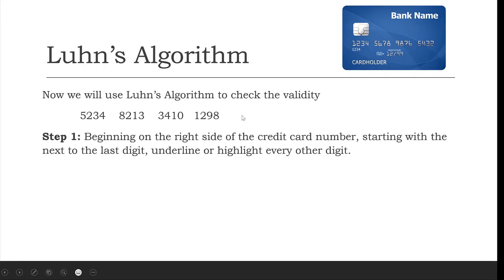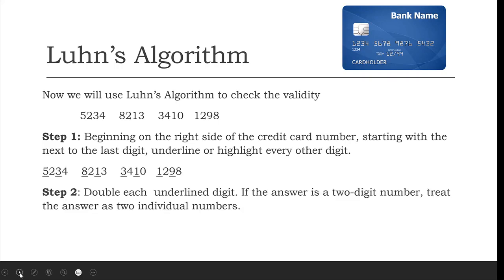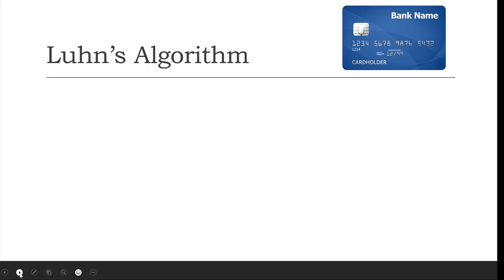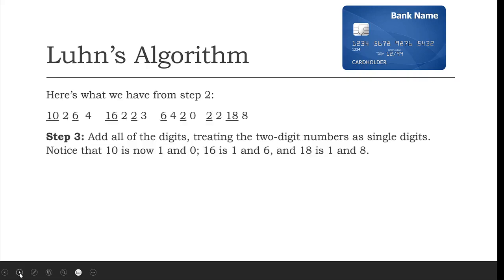So what you're going to do is start on the right-hand side of the credit card number with the next to the last digit, and you're going to highlight or underline every other digit moving toward the left. Now we're going to go through and double the underlined or highlighted numbers. So the 9 becomes an 18, the 1 becomes a 2, 1 becomes a 2, the 3 becomes a 6, and so forth. In the next step, wherever we have a product that was 2 digits, we're going to separate into the individual digits, and I'll demonstrate that in step 3.